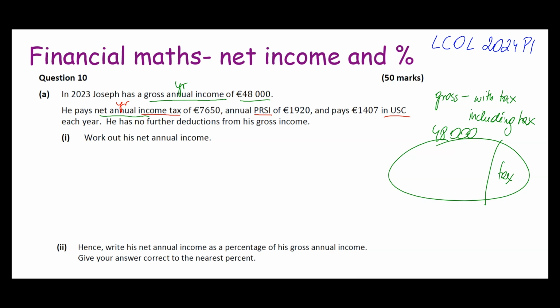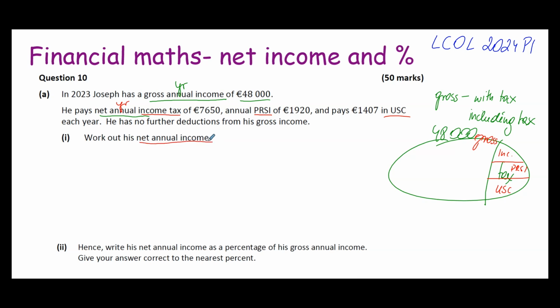So how does it work? When you have that gross, from that gross, some part of taxes are taken. Part of those taxes is the income tax, part of it will be PRSI, and part of it is USC. He has no further deduction from his gross income. Work out net annual income.